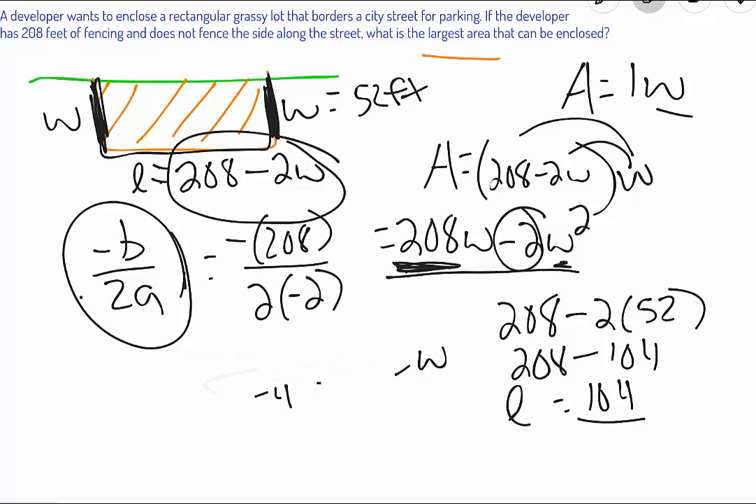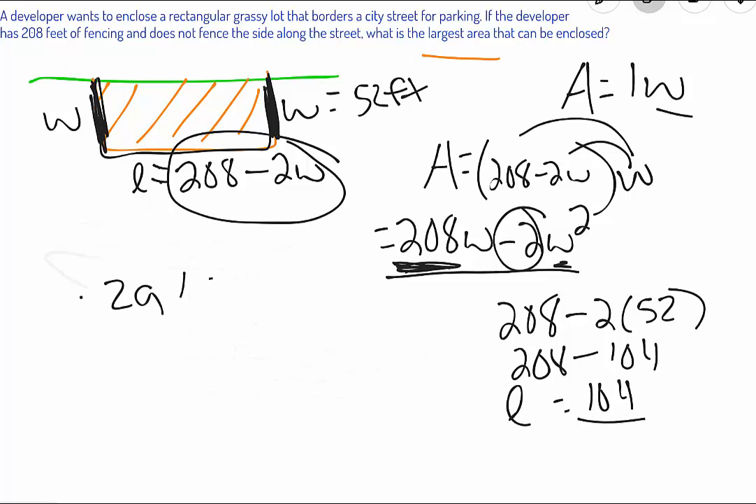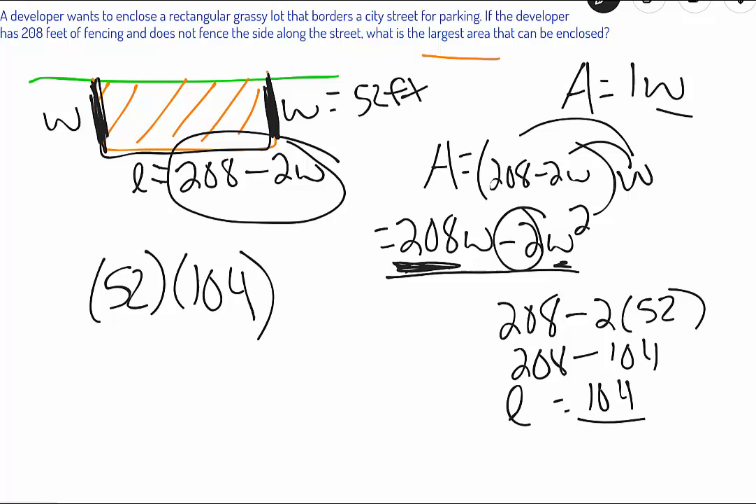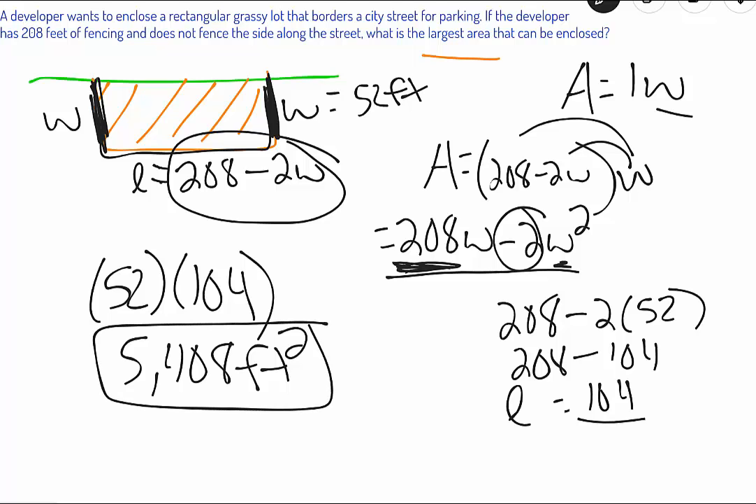If they want to know the max area of this thing, well, we know that area is length times width. So that means we're going to do 52 times 104, which gives us 5,408 square feet here for our area.